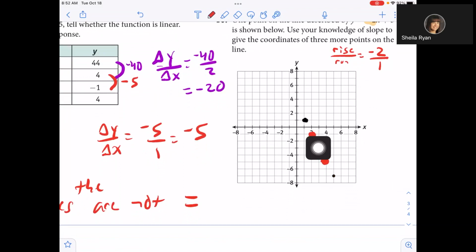So 3 more points on the line. We have this one, which is (2, -1). This one, which is (3, -3). And this one is (4, -5).